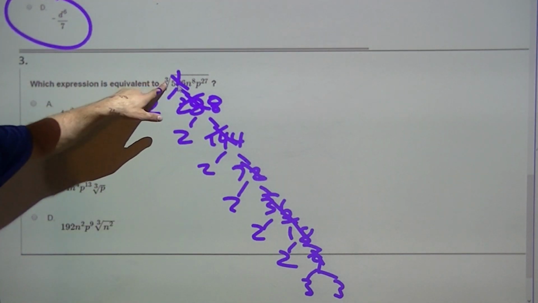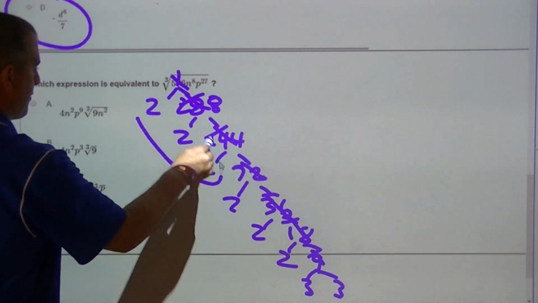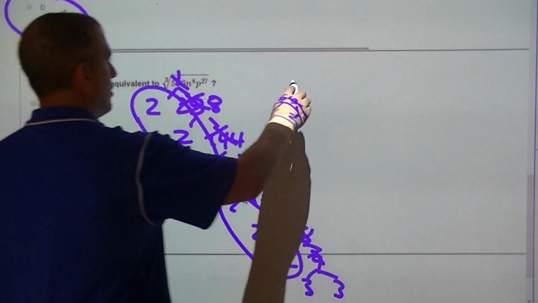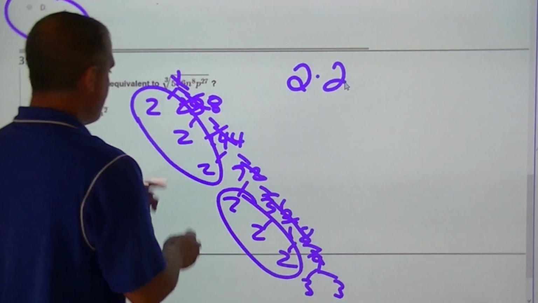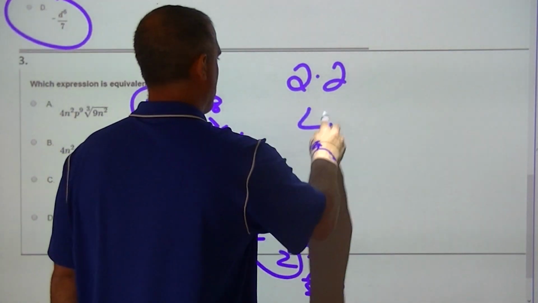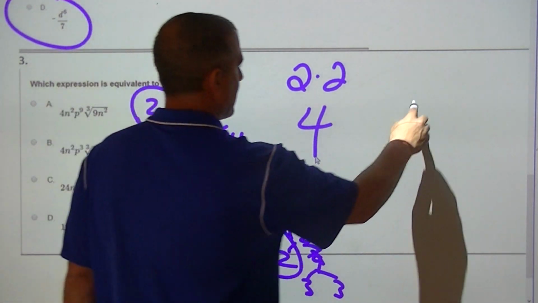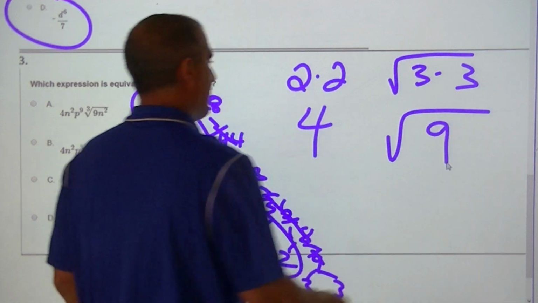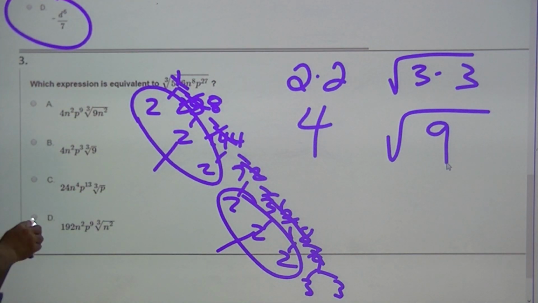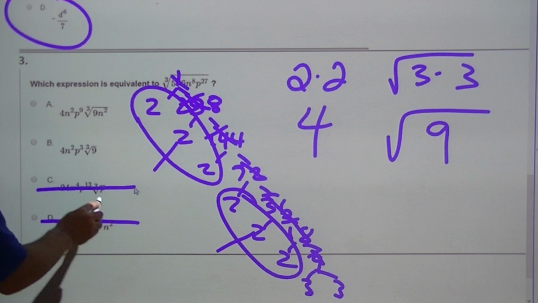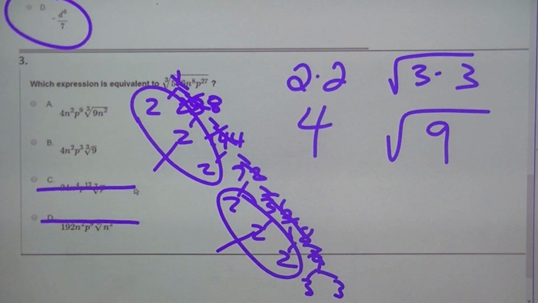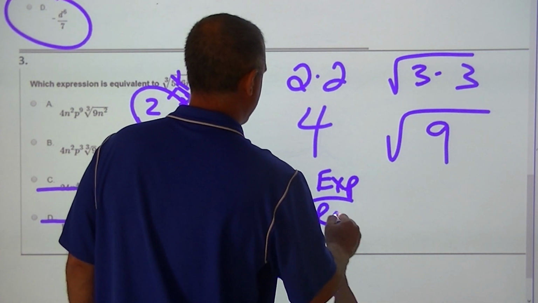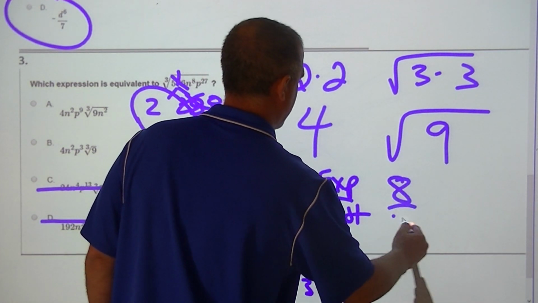Now, since it's a cube root, groups of 3 numbers. So I circled 2 of those. So I got 2 times 2. I take 1 from each. So that's 4 on the outside. I've got 3 and 3 on the inside. So that is going to give me 9. Now, if I'm being a good test taker, this one's out and this one's out. I'm down to this choice. Now, what I do is I take your exponent and divide by the root. So I got 8 divided by 3.